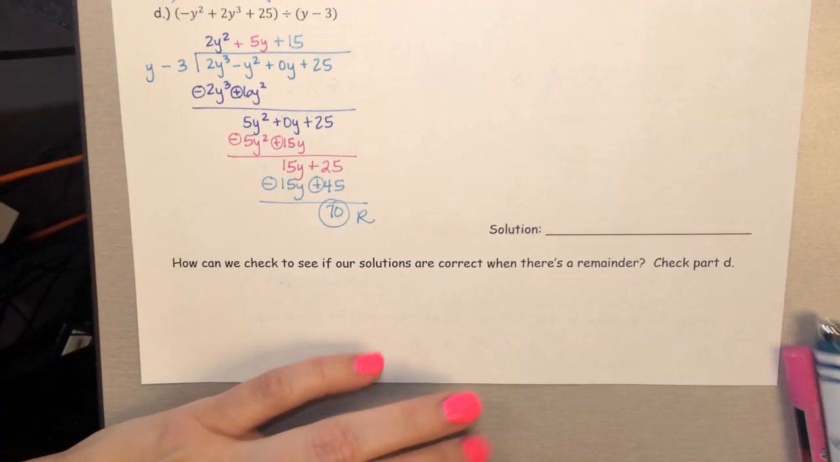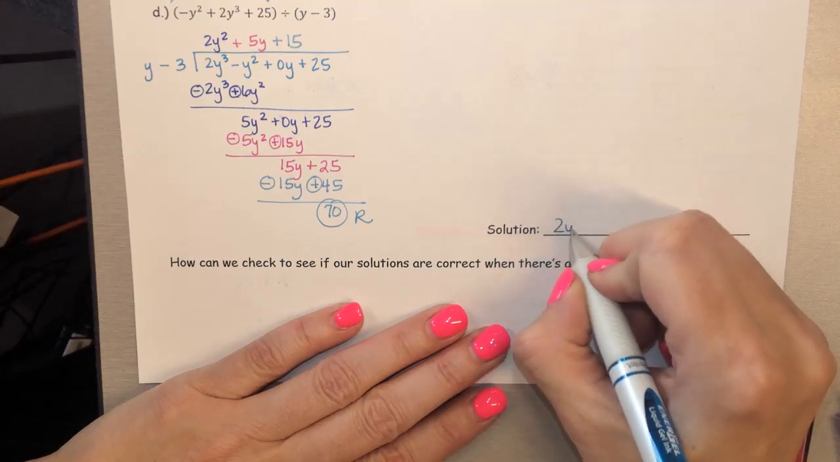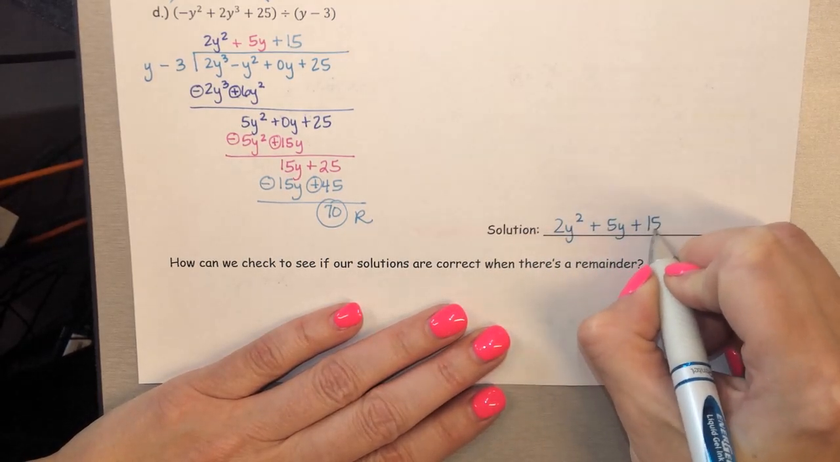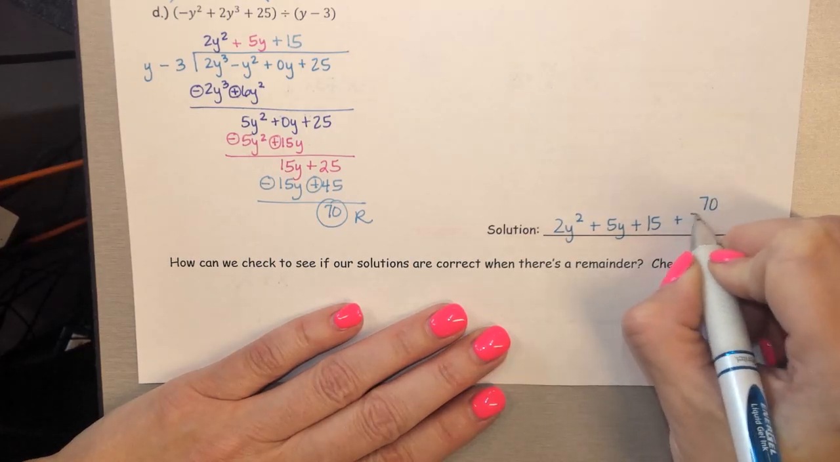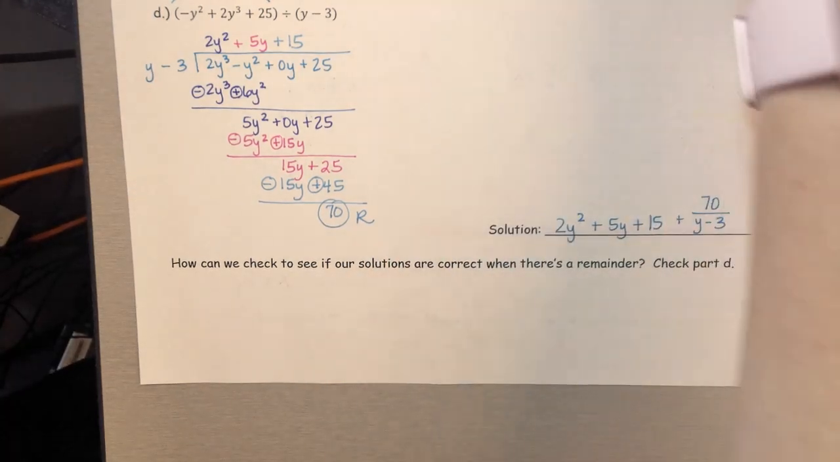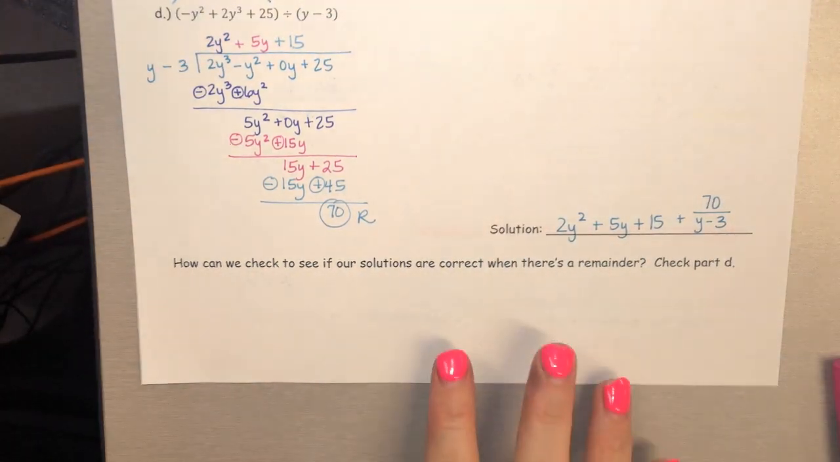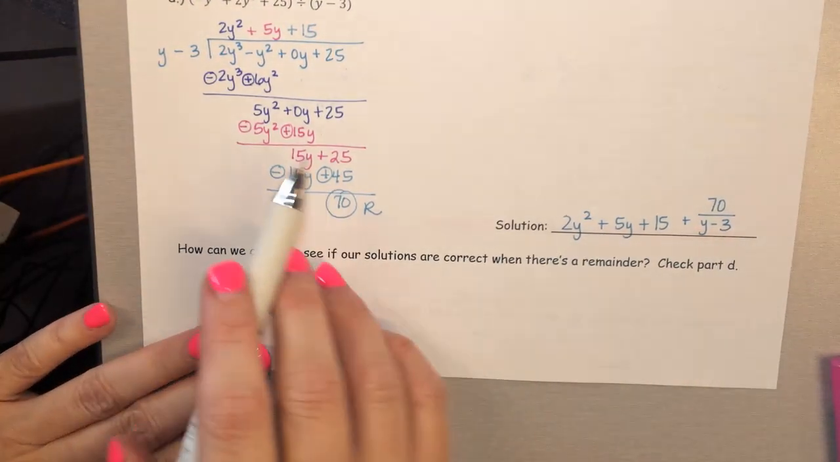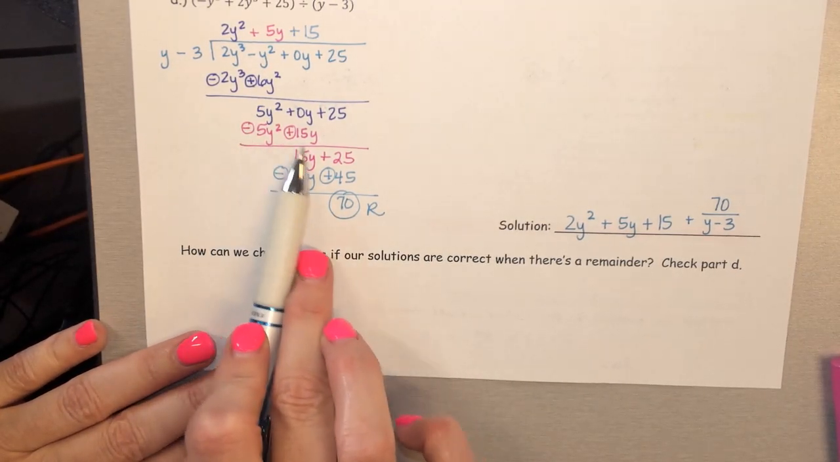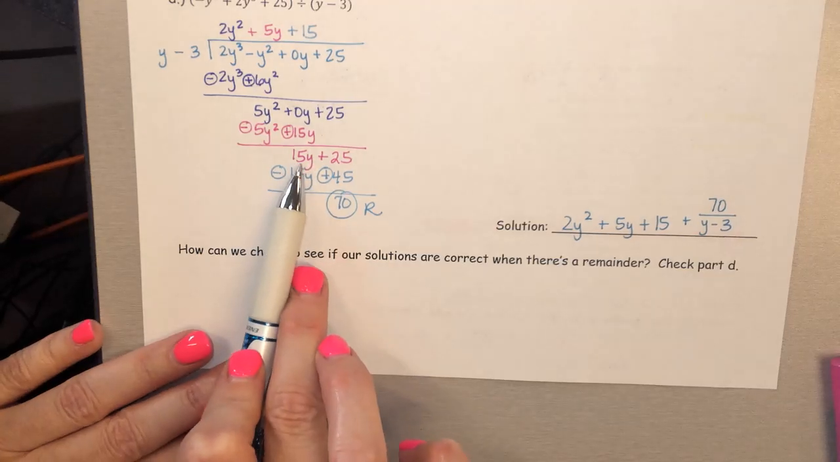All right, so then your final answer is 2y squared plus 5y plus 15 plus 70 over y minus 3. Hey, if you guys got 20 for your remainder, because I did see a couple people who got that, you just want to double check this step here. Make sure you do the distribution of the signs so you have a positive 15.